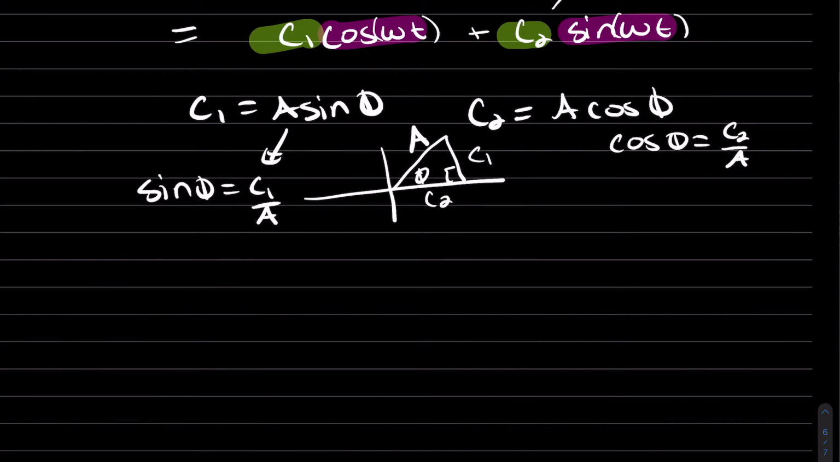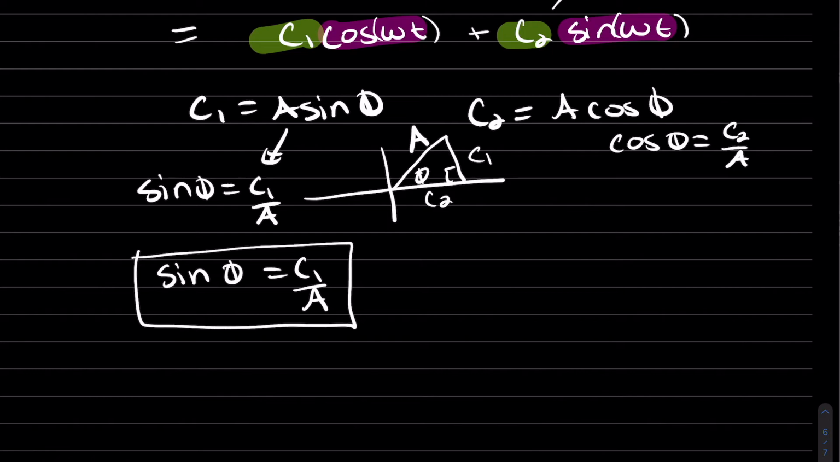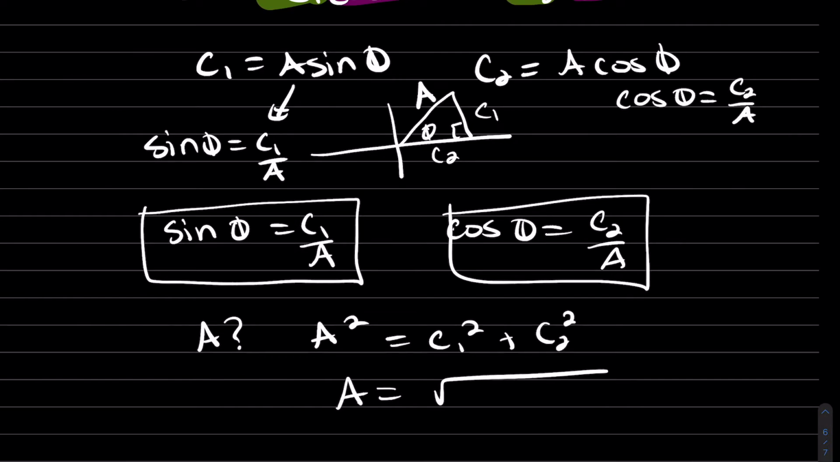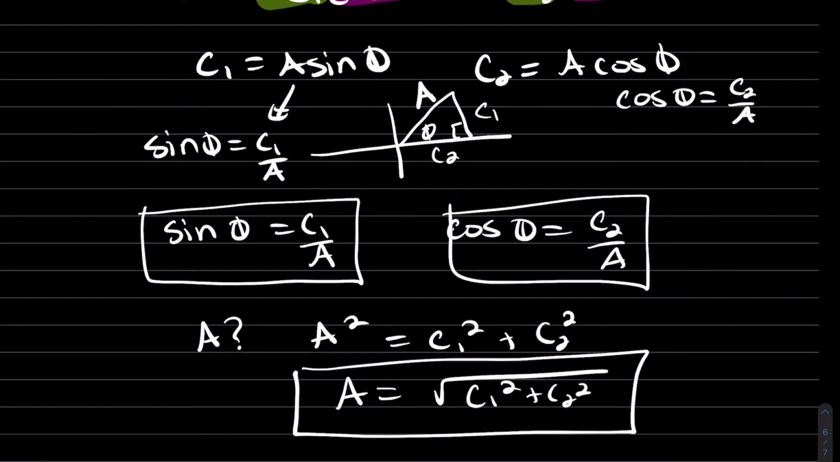To find phi, sine of phi equals C1 over A, and cosine of phi equals C2 over A. So what is A? We'll look at our picture here. A squared plus, whoops, not plus, it's a right triangle. So A squared equals C1 squared plus C2 squared. So we can solve for A, it's the square root of C1 squared plus C2 squared. So it's coming together.